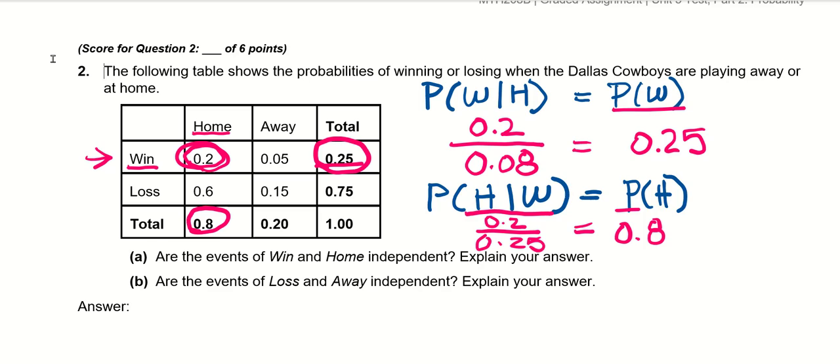And we're going to look to see what on the table is given as the probability of home games. And that's going to be all. So we're going to add this column, and it's 0.8. So because those are equal and these are equal, these are independent.